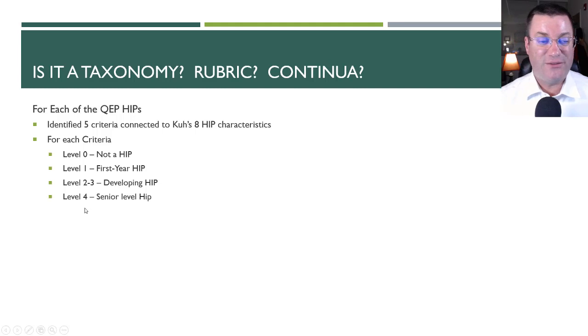Actually, I've kind of got 5 different levels. I got level 0, not a HIP. I got level 1, possibly a first-year HIP, if in coordination with other categories. A level 2 and 3 for developing HIPs, and a level 4 for senior-level HIPs.